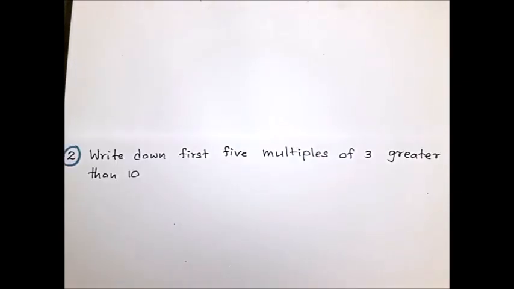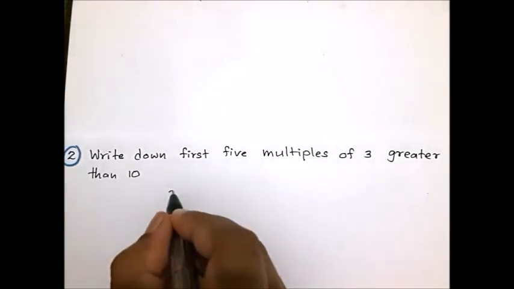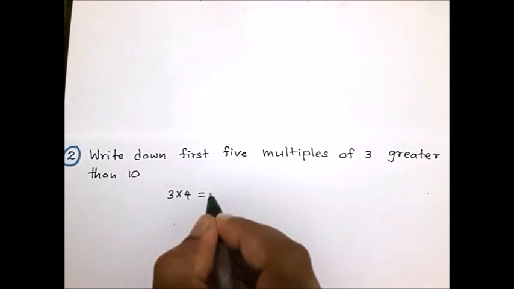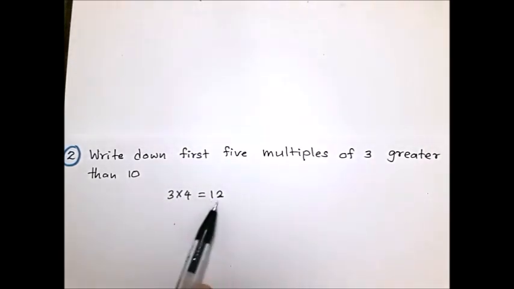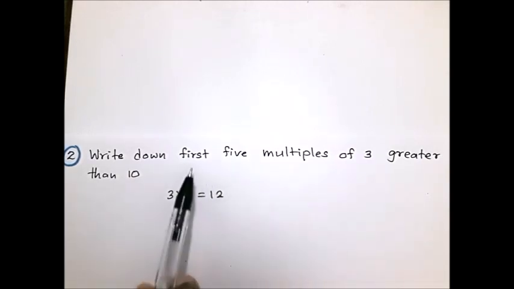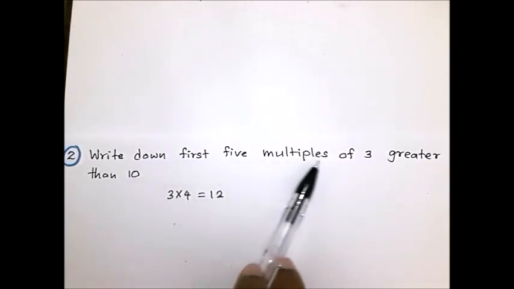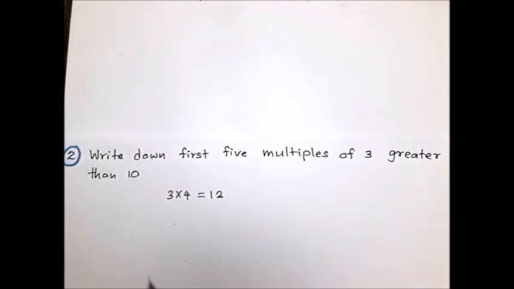Now look at the second question. Write down the first 5 multiples of 3 greater than 10. What are the multiples of 3? 3, 6, 9, 12, and so on. But the question says write multiples of 3 greater than 10. The first one is 3 multiplied by 4, 12. This is the first multiple greater than 10. The question says to write 5 multiples greater than 10.